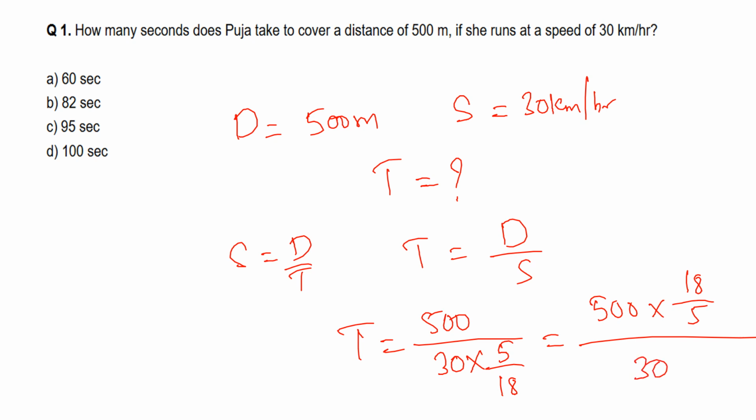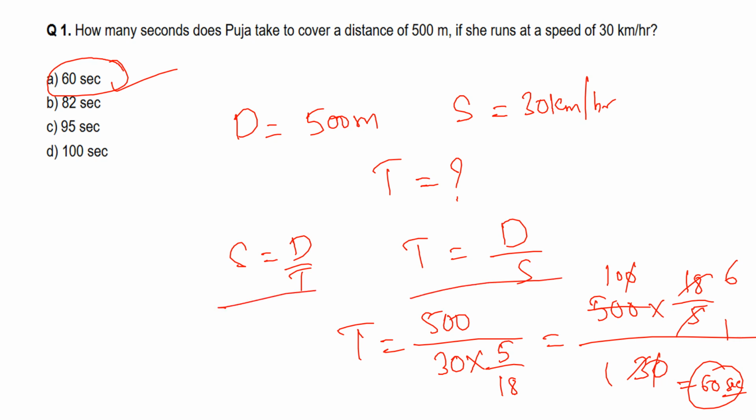I hope all of you are aware, right? Then 5 ones are 5, 500 over 5 gives 100, 100 into 18 by 30 gives 6, 6 into 10, 60. 60 seconds, right? Here 60 seconds is the answer, because speed is equal to distance by time, then time is equal to distance by speed. By applying this formula, we can get the answer, 60 seconds. I hope you understand this process.